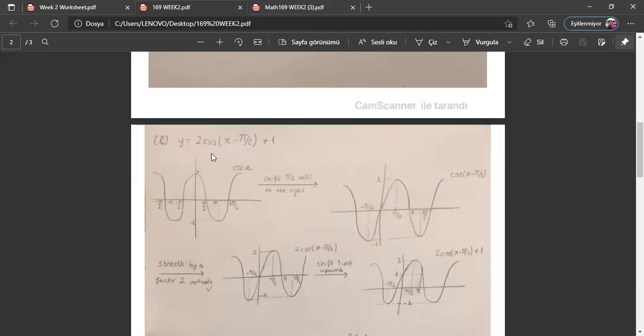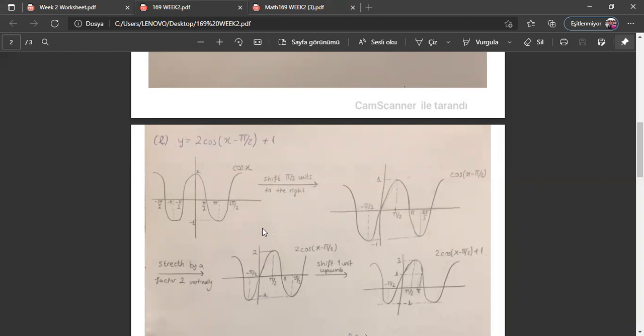Now we need to find this part. Okay, 2 times this function. So we need to stretch this graph by a factor of 2, vertically, of course. So you may say that each value in the range of this function, we multiply by 2. For example, for pi/2, we had before 1. Now we multiply it by 2, we have 2. And before we had -1 here, and now we have -2.